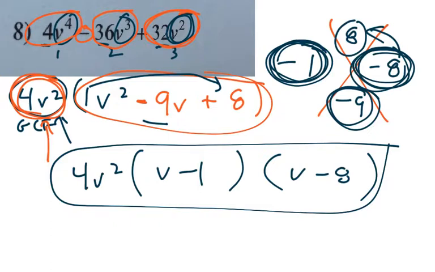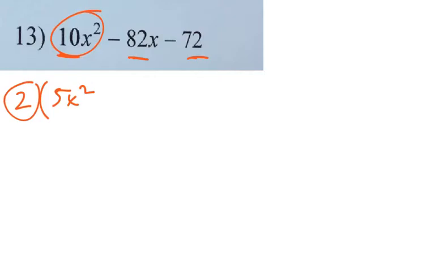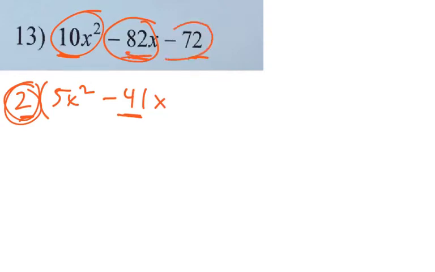Okay, let's try another one that may have a little bit of a surprise in it. This one right here. Let's see what we got here, guys. So, 10, 82, and 72. I don't know about you, but the first thing I'm going to do is factor out a 2. That means 5x squared times 2 is 10x squared. Minus 41x times 2 is minus 82x. Again, you may have to divide by 2 in the calculator to get the minus 41. Finally, to get negative 72, I need a negative 36.